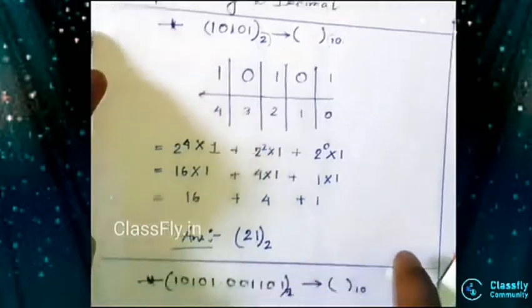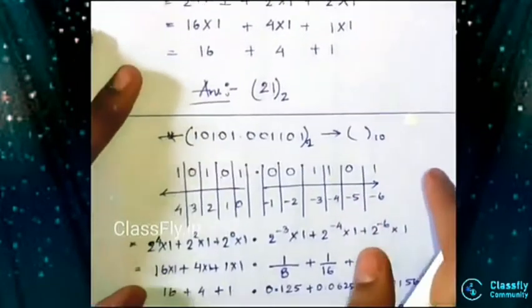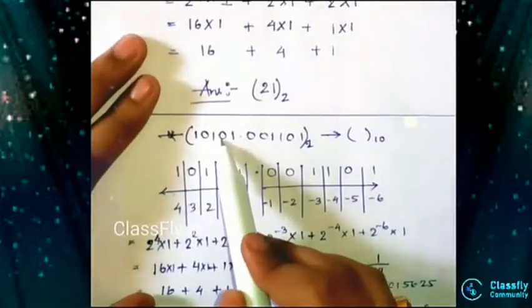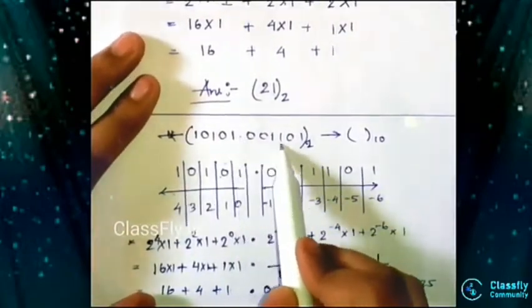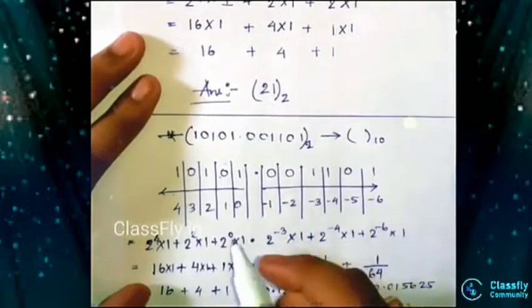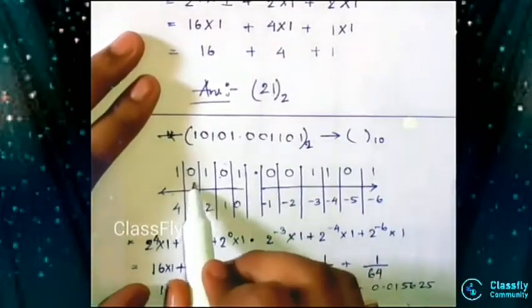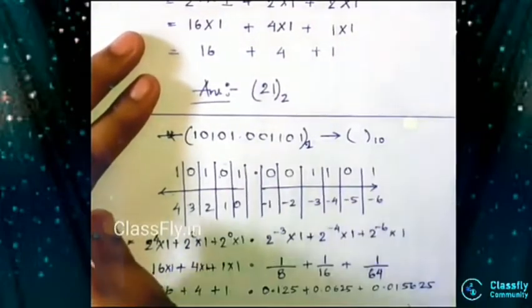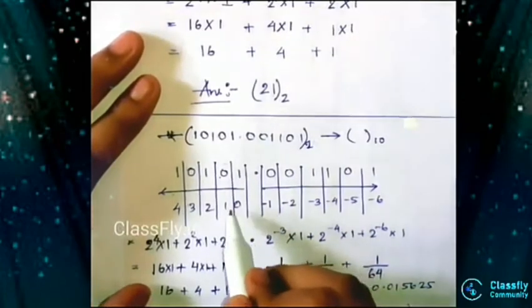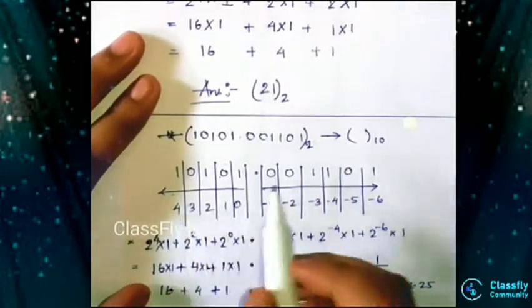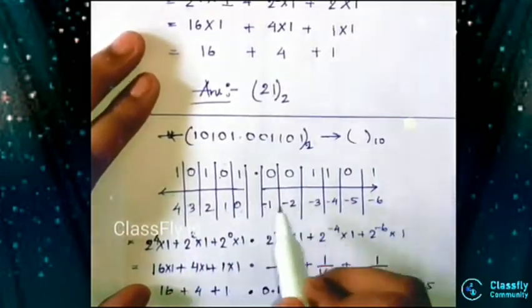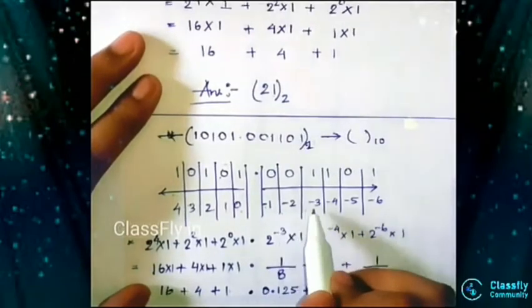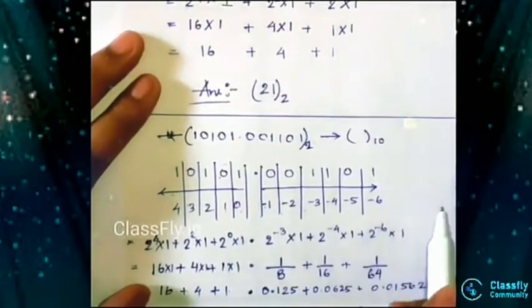Okay. Now we will see another, that is 10101.001101. We have to convert it into decimal. We will write it like this: 10101. On the left hand side of the decimal point, we will write 0, 1, 2, 3, 4. But on the right hand side, we will go in negative, that is minus 1, minus 2, minus 3, minus 4, minus 5, minus 6.